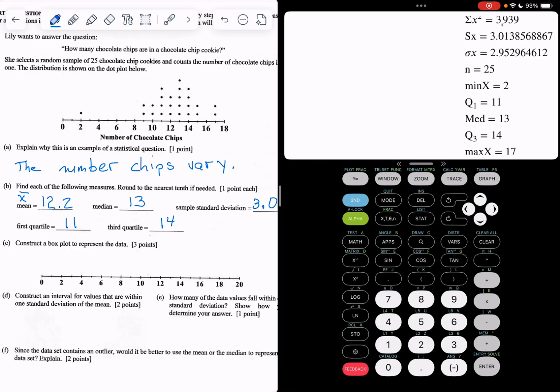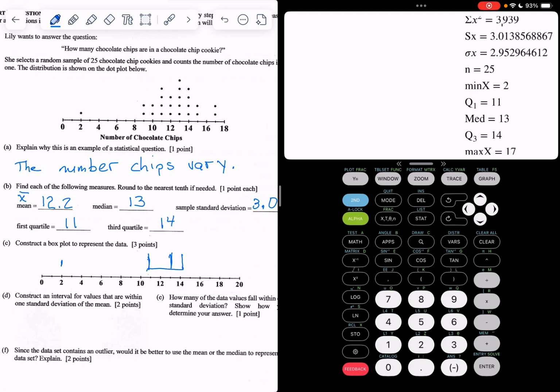The minimum value is 2, so you put a little line there. When you go from left to right, the next thing you come to is the first quartile, which is at 11. So you put a little bigger line there. The next one you want to graph is the median, which is 13. Right, so I have 11, 12, 13. And the third quartile is 14.